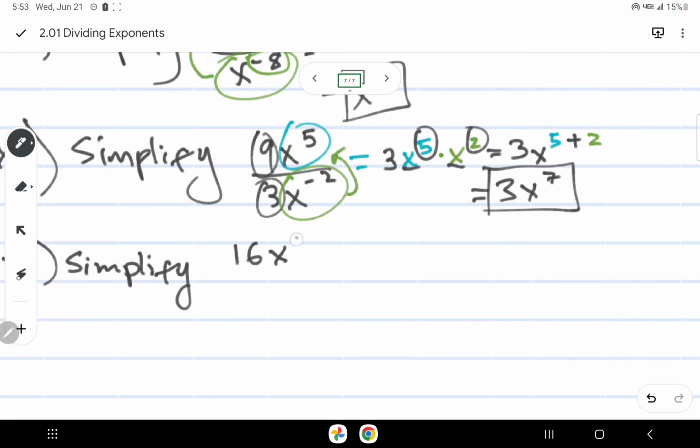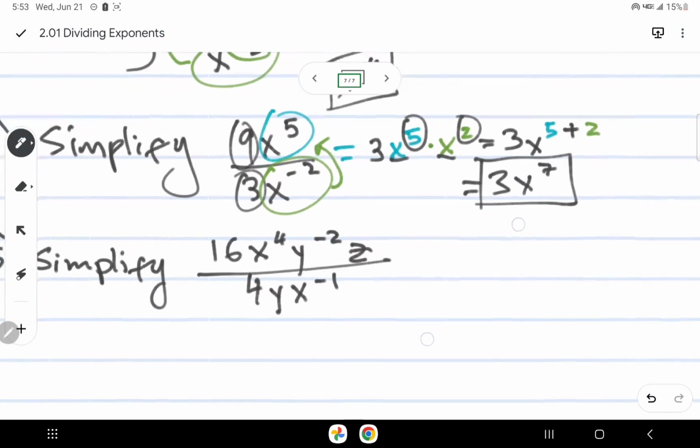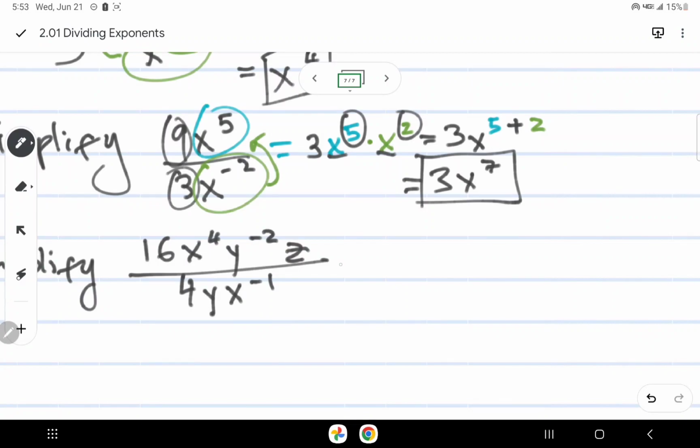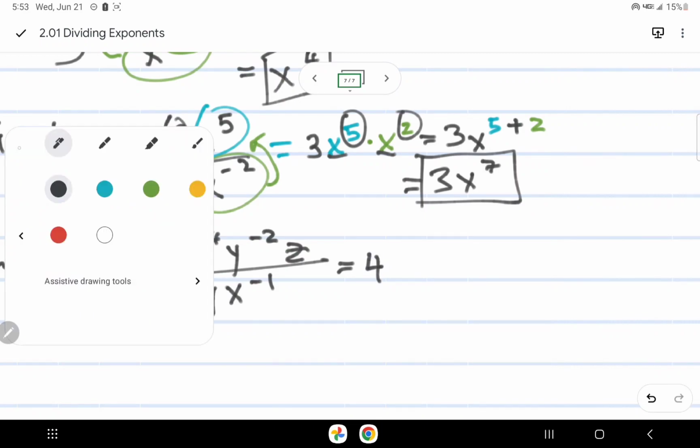16x to the power of 4, y to the power of negative 2, times z, over 4 times y times x to the power of negative 1. What is that equal to? Well, let's do the numbers first. 16 divided by 4, that's just 4. Okay, so we're done with the numbers.